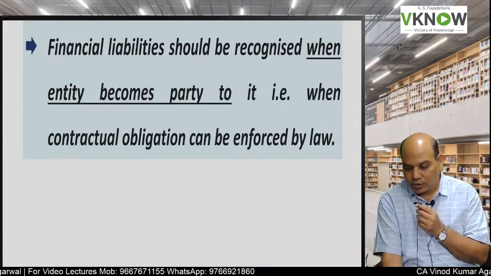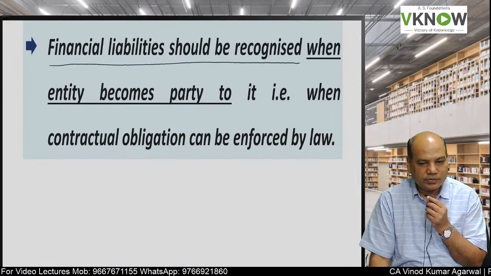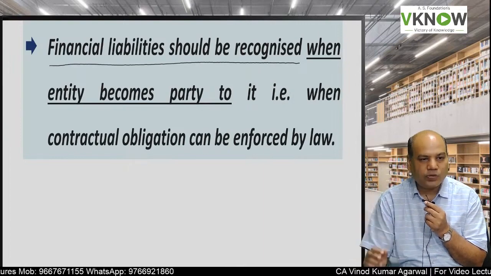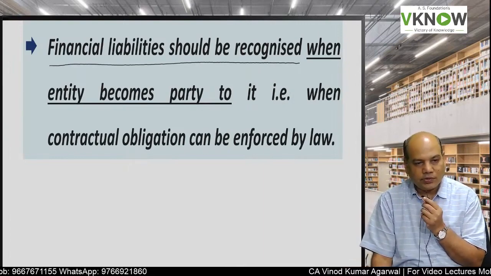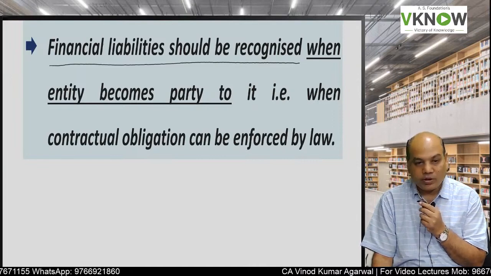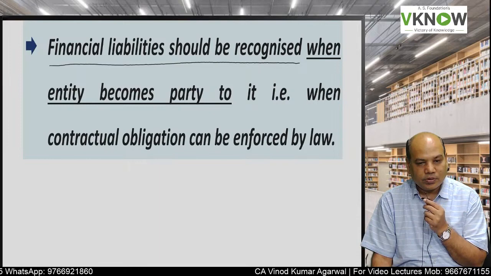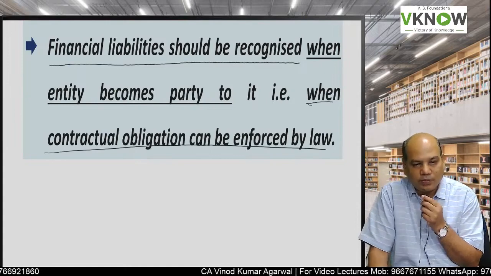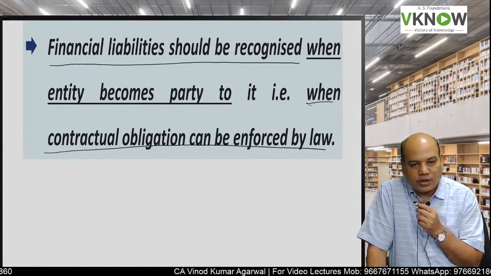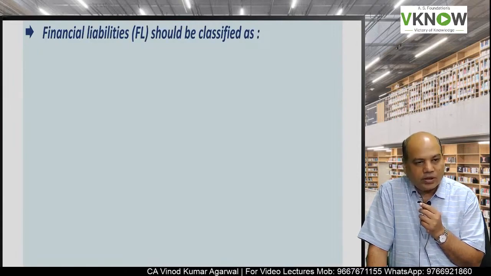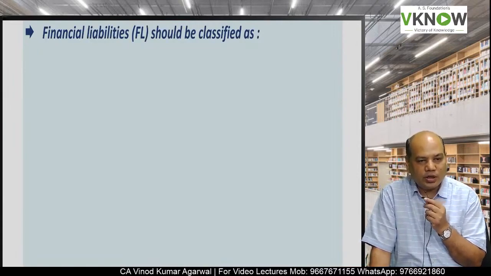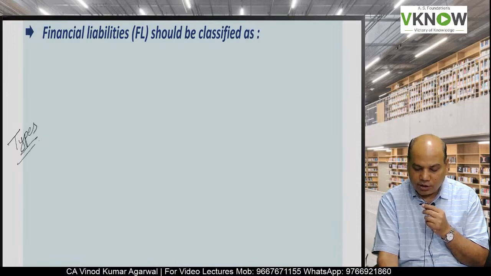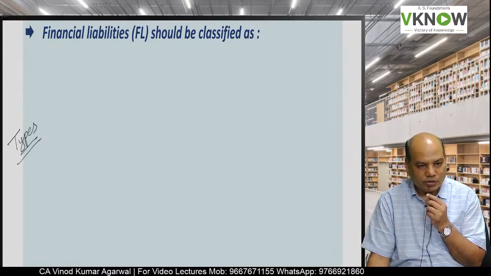Now the next question is, when should financial liability be recognized? When should the liability be brought into the books of account for the first time? The answer is, financial liability will be recognized when the entity becomes party to it. When the entity becomes party to it means when the contractual obligation can be enforced by the law. So when the entity becomes party to a contract, then financial liability is recorded in the books of account.